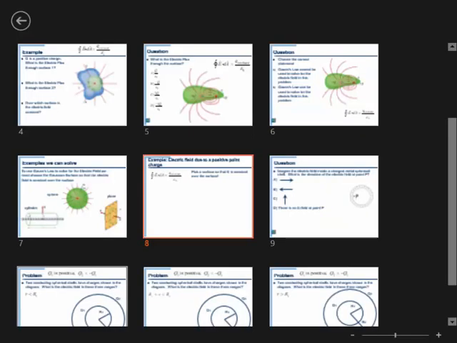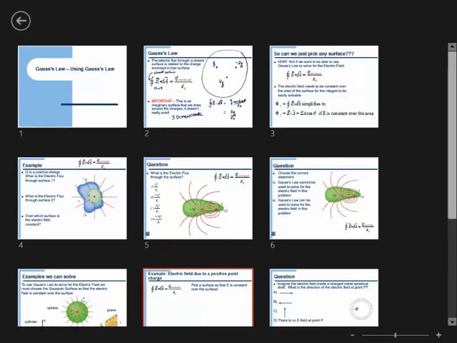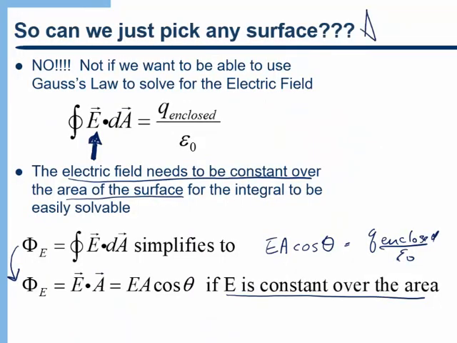I want to just go back a couple slides here to emphasize something. I'm going to put a bunch of stars on this slide, because this is the key slide to understand. We've got to be able to find a surface over which the electric field is constant. If there isn't one, we can't use Gauss's law to solve the problem. If there is, then we can simplify by changing the integral of E dot dA to just E dot A. And you'll notice that's what we did in that problem.